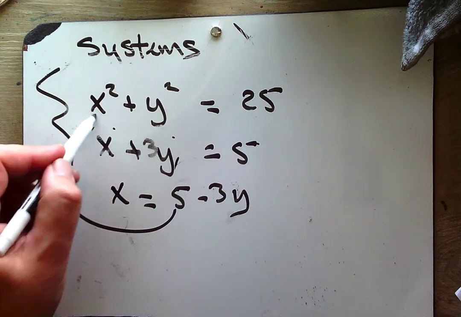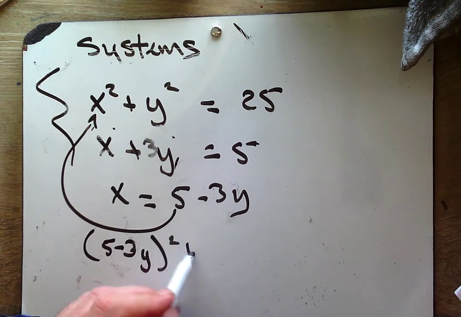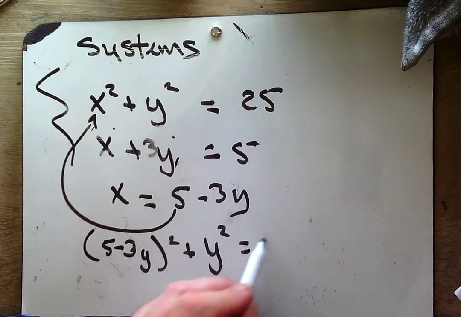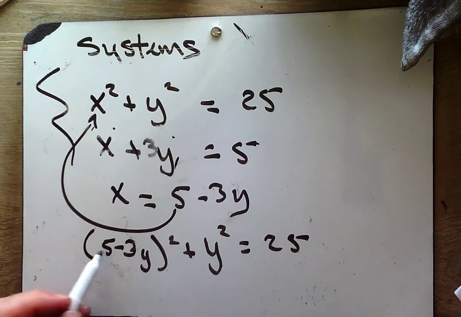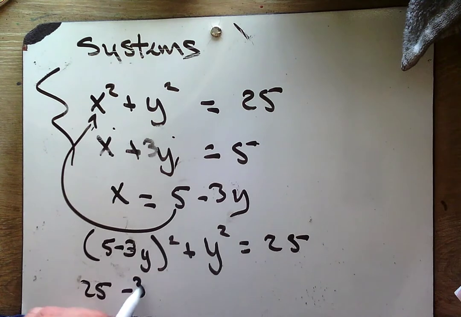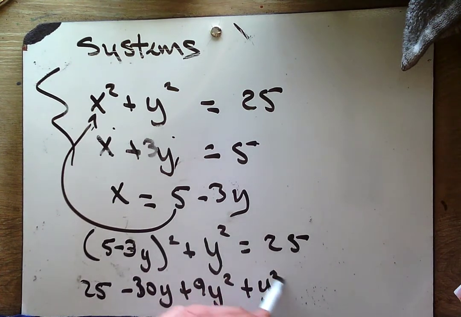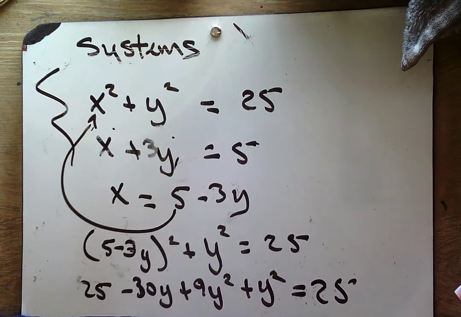I'm going to take that and plug it in there. 5 minus 3y squared plus y squared is 25. Don't forget to FOIL here. This is 5 minus 3y times 5 minus 3y, not simply applying that exponent to both of these. So you should end up with 25 minus 30y plus 9y squared plus y squared is 25.